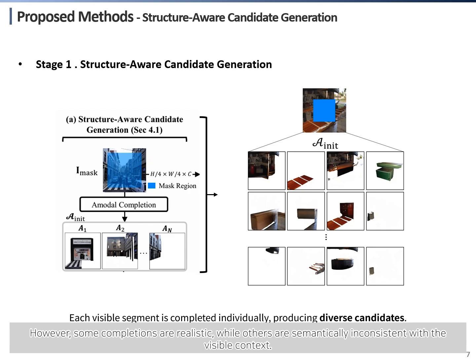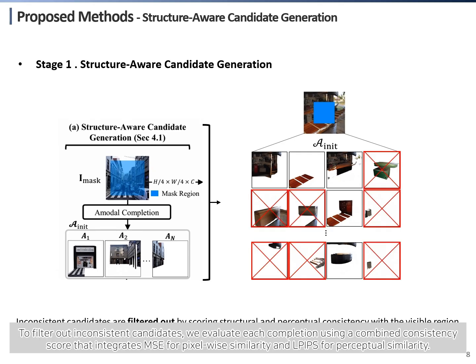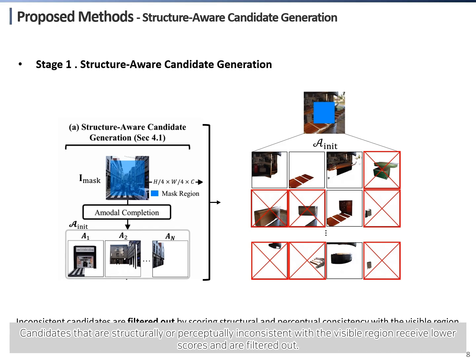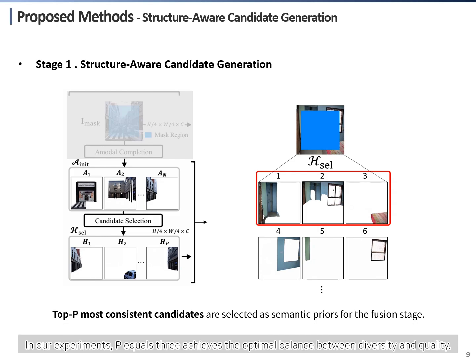To filter out inconsistent candidates, we evaluate each completion using a combined consistency score. This score combines MSE for pixel-wise similarity and LPIPS for perceptual similarity. Candidates that are structurally or perceptually inconsistent with the region receive lower scores and are filtered out. After filtering, we select the top P most consistent candidates as semantic priors for the fusion stage. In our experiments, P equals 3 achieved the optimal balance between diversity and quality.